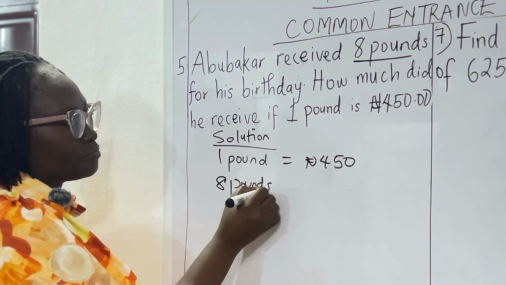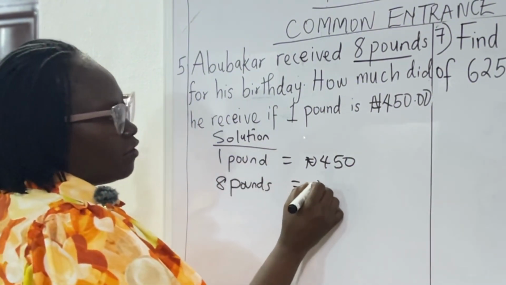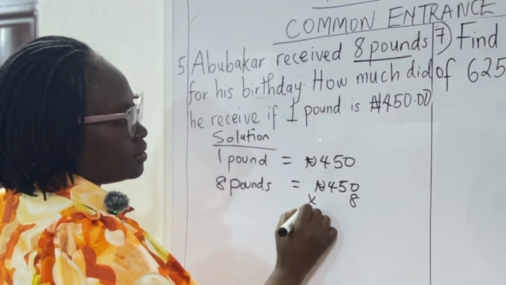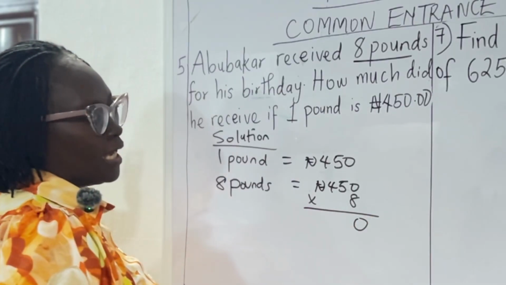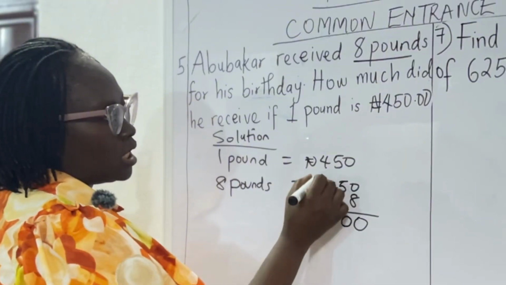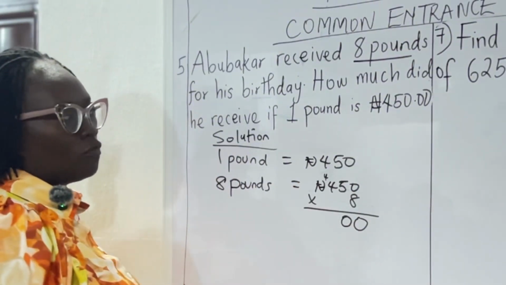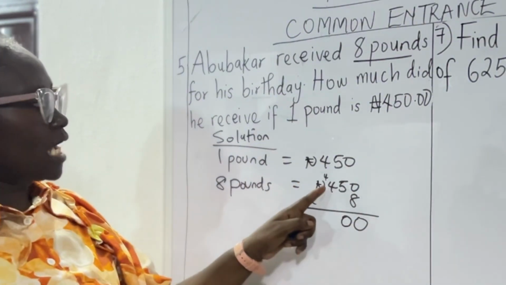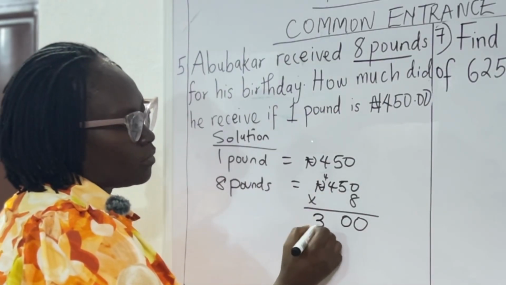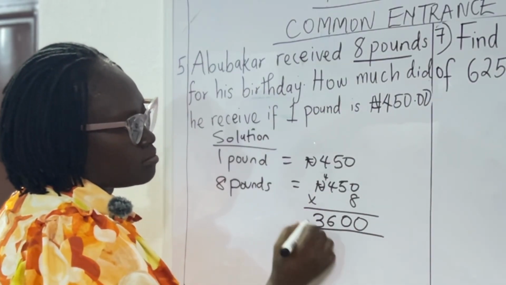£8 will be 450 times 8. So we have 8 times 0 is 0. 8 times 5 is 40. Okay, you move your 4 that way. Then 8 times 4 is 32. 32 plus 4 is what? 36.